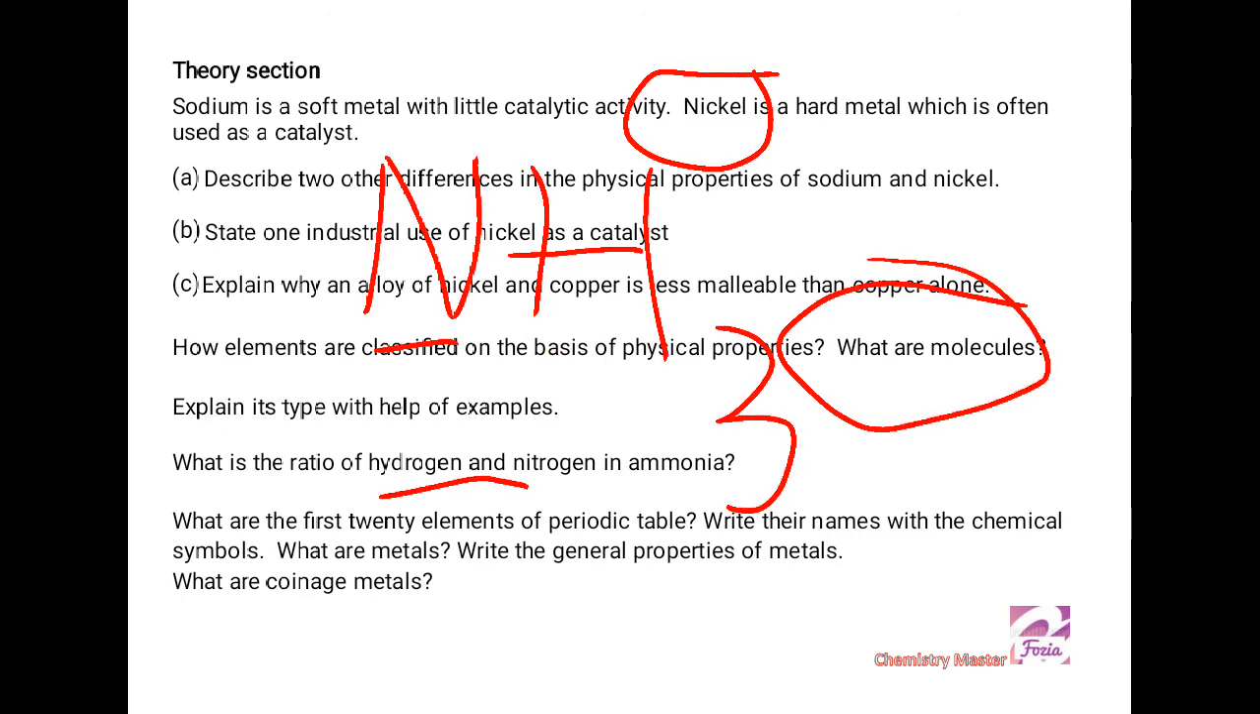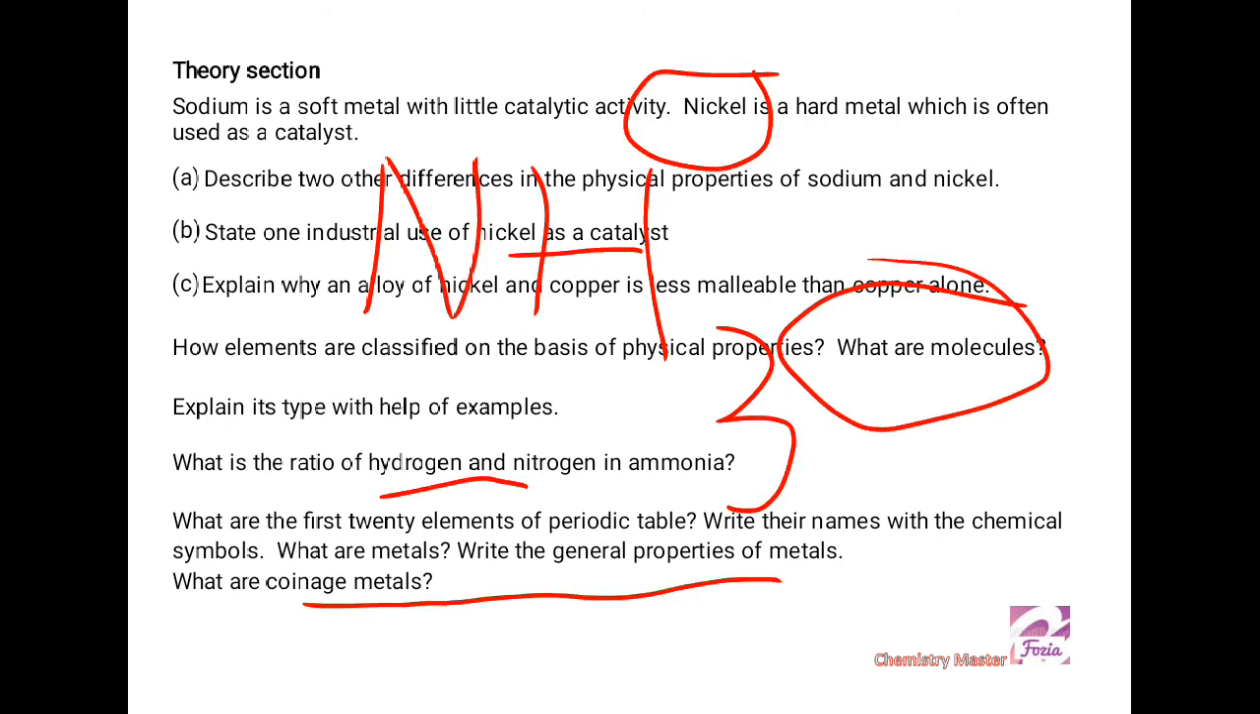What are the first 20 elements of the periodic table? Just go through the periodic table, learn it, and learn the names, chemical symbols and atomic numbers with it also. And what are metals? Write the general properties of metals. You know, metals are those elements which are hard, shiny, lustrous, and they are very good conductors of heat and electricity. And they can be made into wires, they are ductile, they can be beaten into sheets, they are malleable.